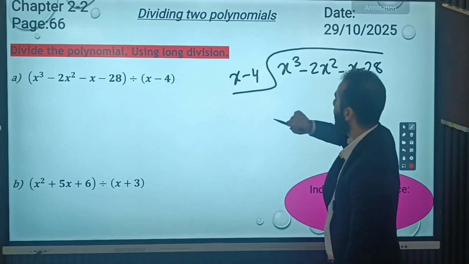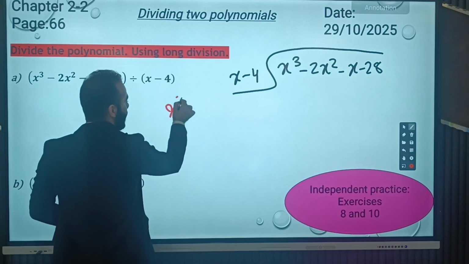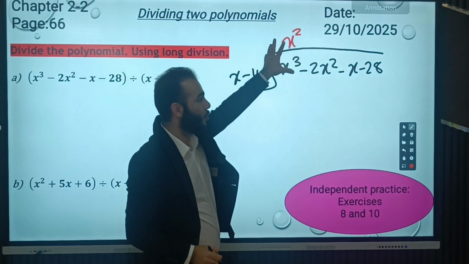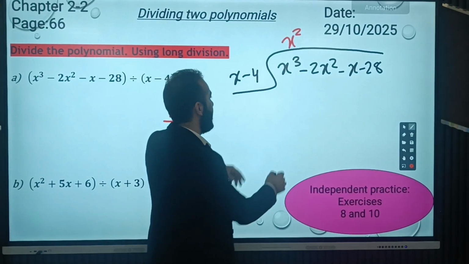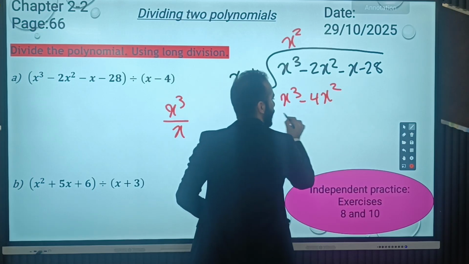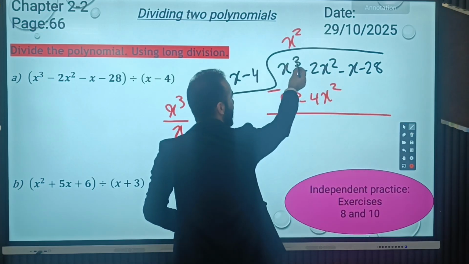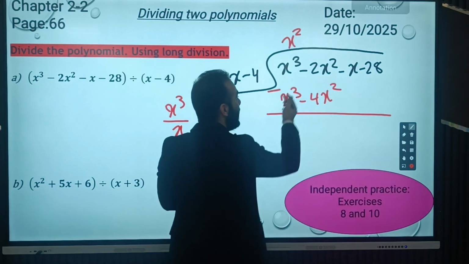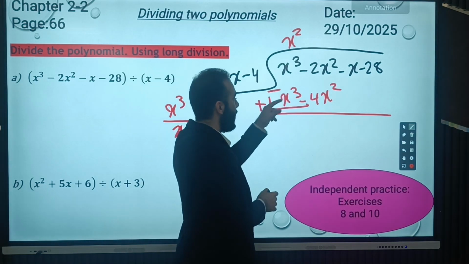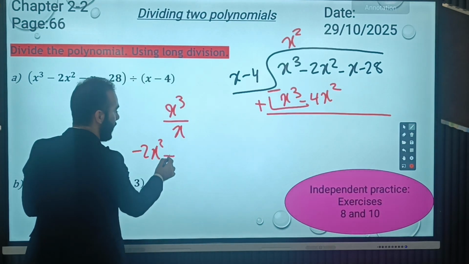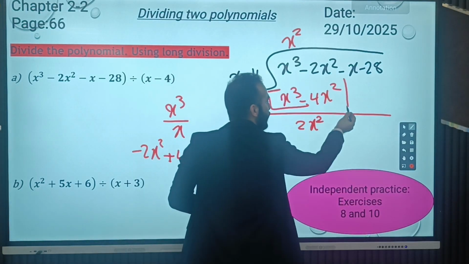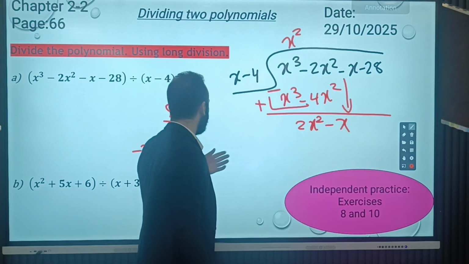So x³ divided by x, we're going to get x². So multiply that x² by the divisor. x² times x, x³. x² times negative 4, negative 4x². Perfect. Subtract them. x³ minus x³ is 0. You don't need to write it. Negative 2x² minus, these two minus will become plus. So negative 2x² plus 4x², we will have only 2x². Bring down one more term, so minus x. Right now, repeat the steps.